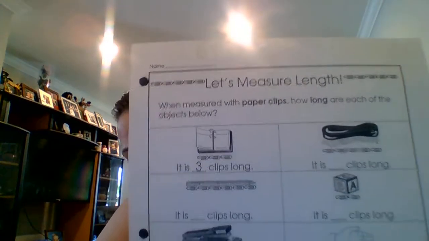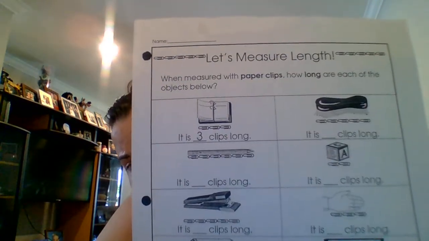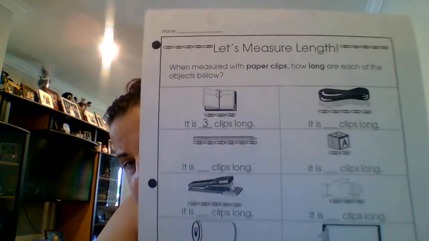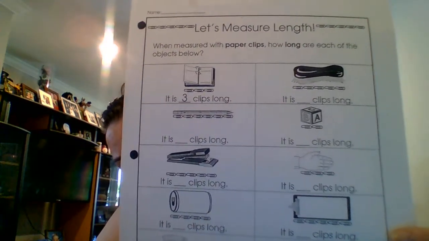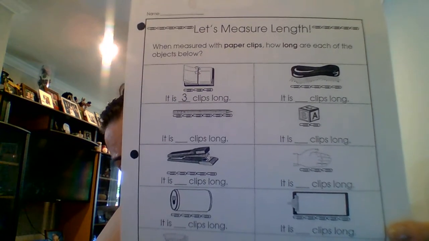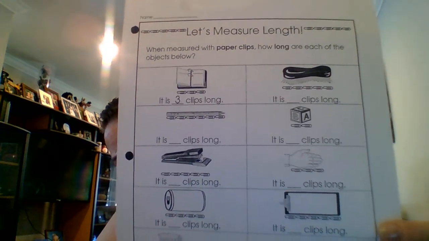And that's your job today. So I'm going to show you what I'm going to give you today. First off, you're going to get this, where they have already done the measuring for you. They have already laid the paper clips beside the objects. What you need to do is count them and find out how many paper clips long each of those items are. That should be easy. It'll take you what, 30 seconds?